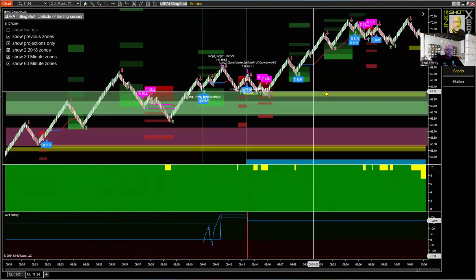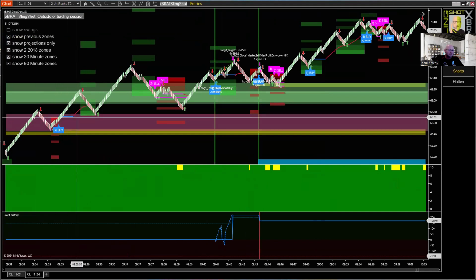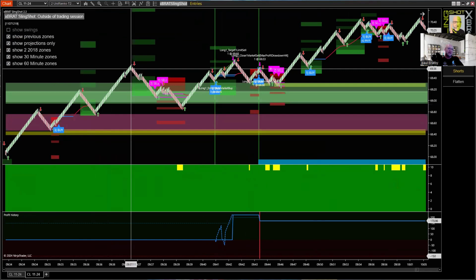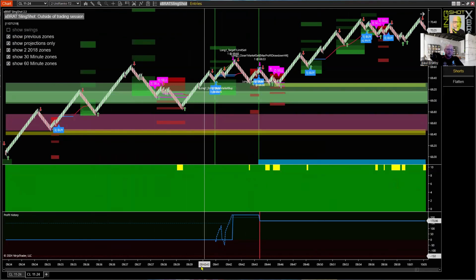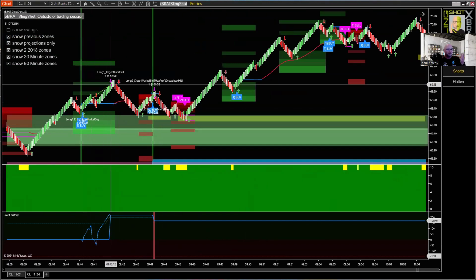So the price action on CL pushed through this 60-minute zone, hit the 30, came back to test the 60, pushed through, came back to test. Then we got the Slingshot. Okay, and it automatically traded up to target 2.